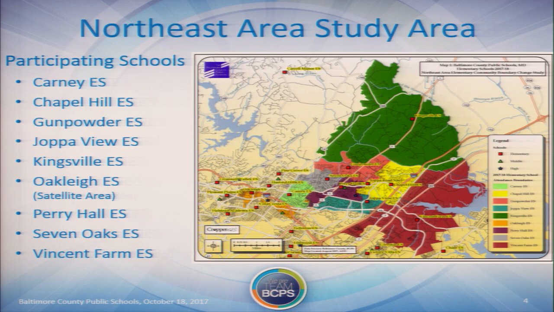This is just a repeat of what you've seen before, but everybody around the table is affiliated with these schools, with representatives, staff and parents from these schools. One thing to note with the satellite area: we are limiting the changes in this particular process to the satellite area that exists within our study area, sitting between Perry Hall and Kearney for the Oakley area.